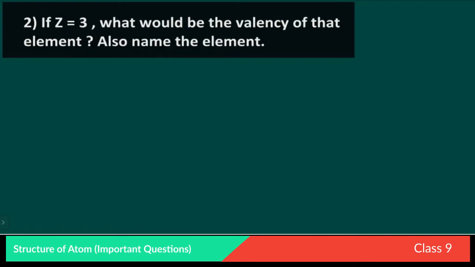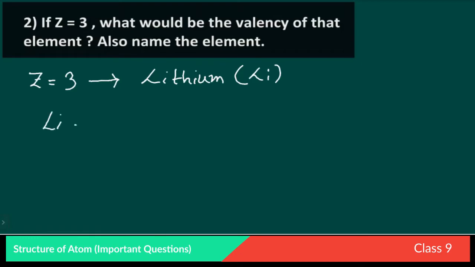Next we move on to the second question. If Z, that is the atomic number, equals 3, what would be the valency of that element? Also name the element. Now we know the element with atomic number 3 will be lithium, right? Its symbol is Li. Now if we write down the electronic configuration, the first shell can contain 2 electrons, so we have written 2, and the next shell will contain only 1 electron.